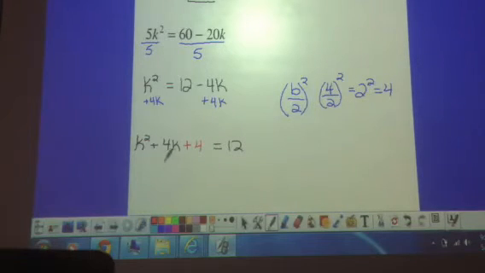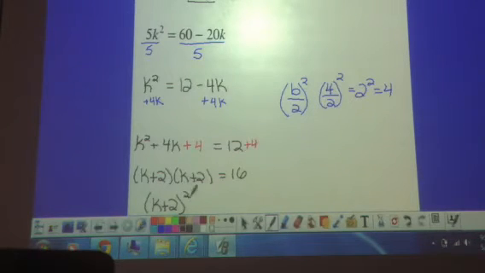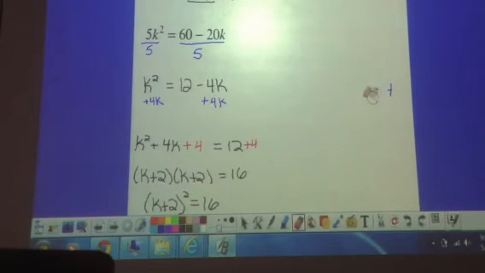But because it's an equation, I can't just add 4 to one side, I also have to add it to the other side. Now this will factor into k plus 2 times k plus 2, which is what I wanted. And on my other side, it simplifies to 16. Now I can rewrite this as k plus 2 quantity squared equals 16. Let me make some more space here.